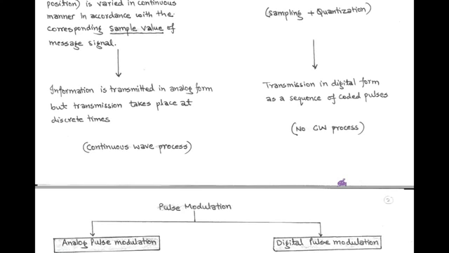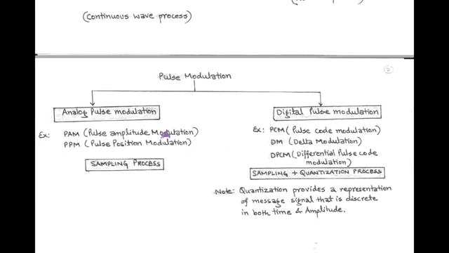The examples of analog pulse modulation are PAM, that is called pulse amplitude modulation, and PPM, that is called pulse position modulation. While examples of digital pulse modulation are PCM called pulse code modulation, DM that is delta modulation, and DPCM that is called differential pulse code modulation. So we will discuss all modulation techniques one by one. Here the main point is the quantization process that represents the message signal in discrete form both in time and amplitude, that is called a digital signal.